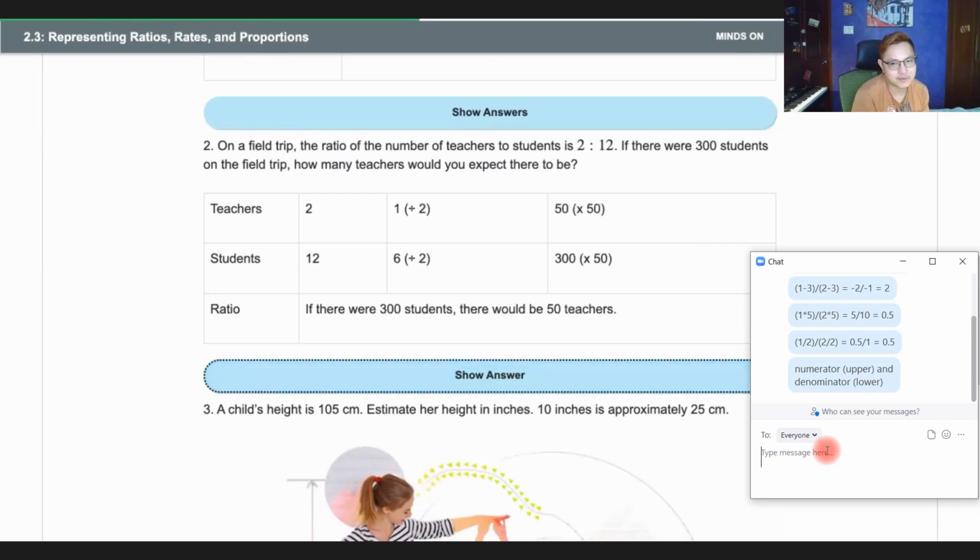Why don't you try to do this before you click on show answer? Oh, I already did it. Oh, you did? So 300 students, you need 60 teachers? Wow, that's a lot. There will be 50 teachers for 300 students. Yes.